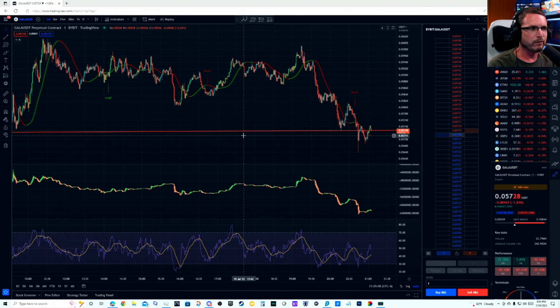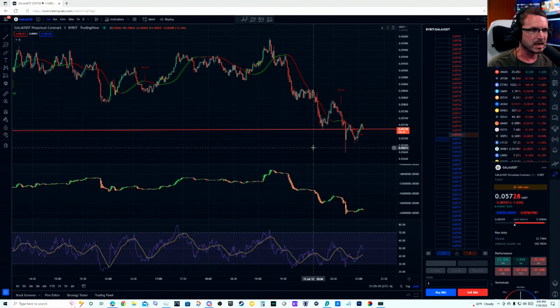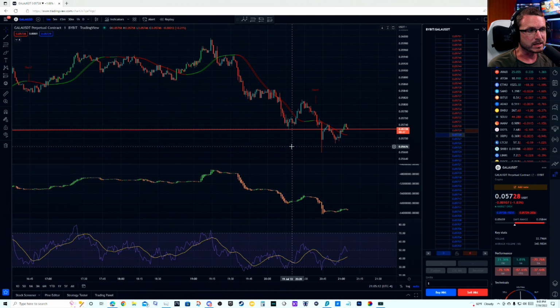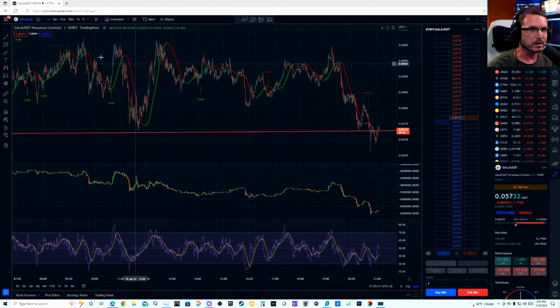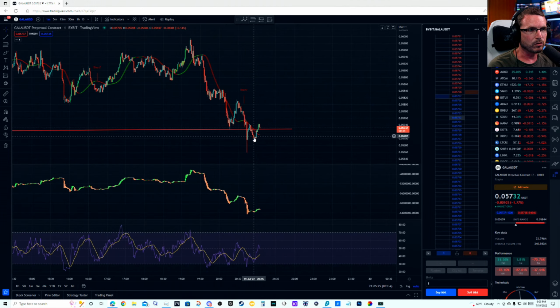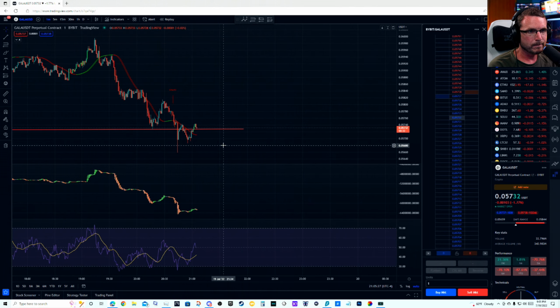Since we have broken this resistance line, it's too risky for myself right now to take a trade because I don't know which way it's going to go. So likely what's going to happen is it's going to do this stuff right here. It's going to consolidate for a while. I don't think that it's going to go too far down.